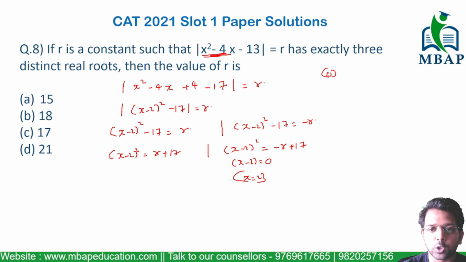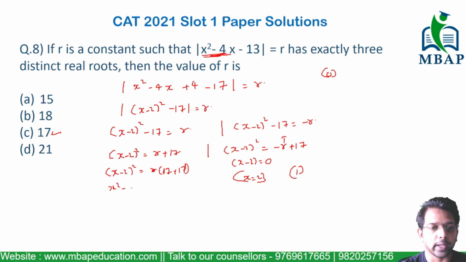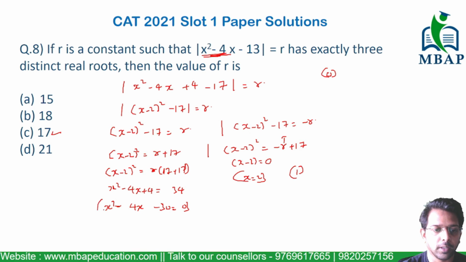When will you get x minus 2 equal to 0? When certainly r will be 17. Now on one side you are getting one root here. Let's see how the other equation is going to translate. This will be x minus 2 the whole square equal to r, which is 17, plus 17, so x square minus 4x plus 4 will be equal to 34, and certainly x square minus 4x minus 30 should become 0.